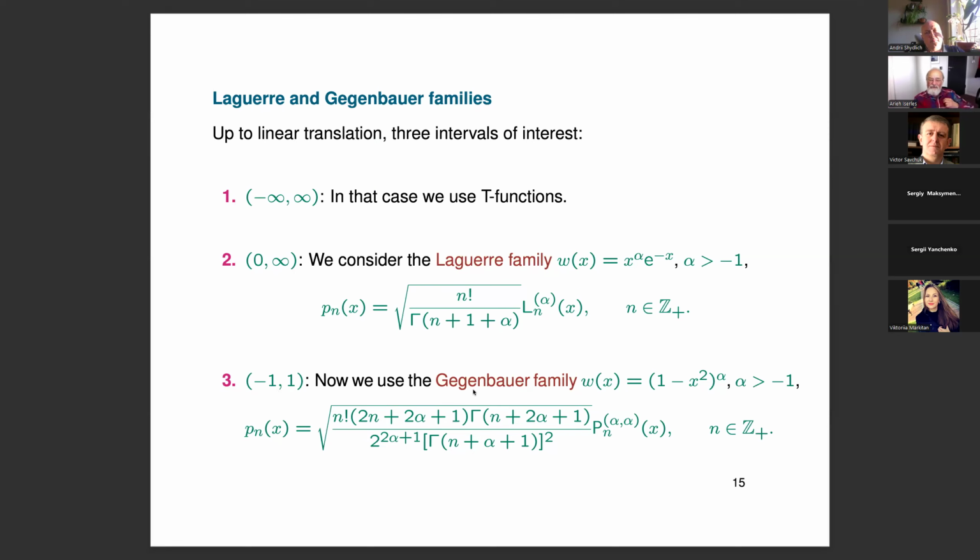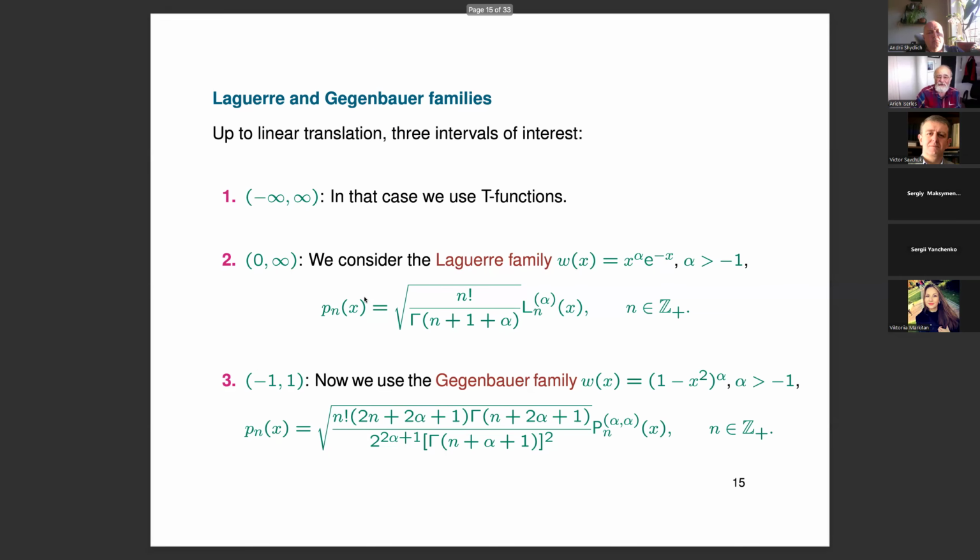And now we are using the Gegenbauer family, which is also known under different normalization as the ultraspherical family. W(x) is (1 minus x squared) to the power alpha, where in general alpha has to be greater than minus 1. In our case, again, it has to be greater than 0, so that W vanishes at plus minus 1. And now orthonormal polynomials of this form, Pn alpha alpha is a Jacobi polynomial with parameters alpha and alpha, and we have here this normalizing coefficient.